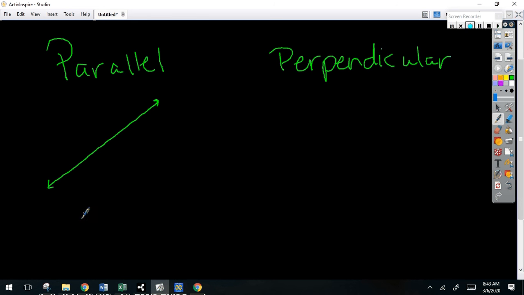Good job. Parallel lines not only never bump here, but they will never bump for infinity. Never intersect is what we like to say. Yeah. Good job. They are intersecting. All right.